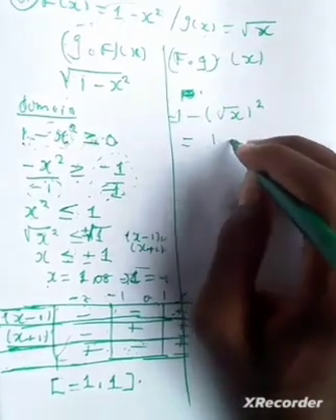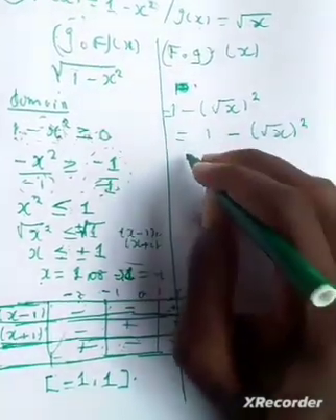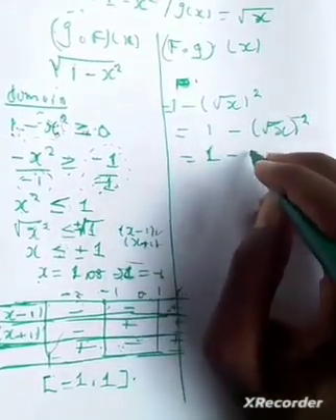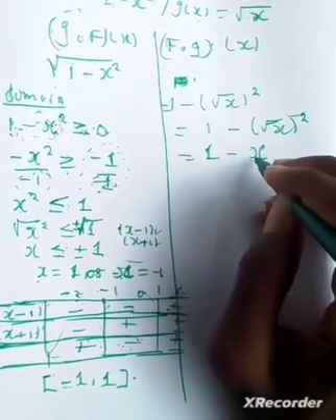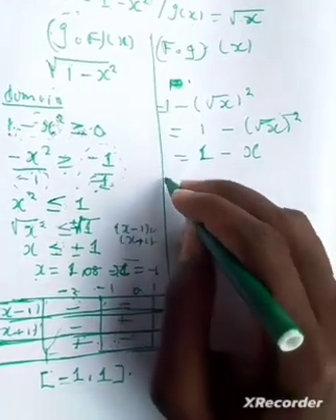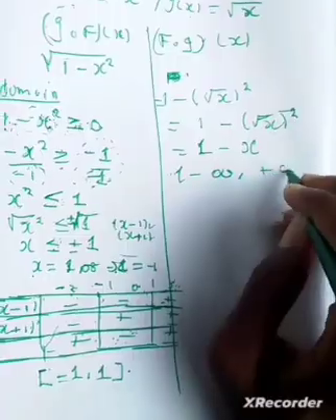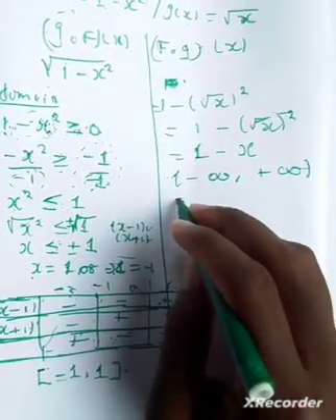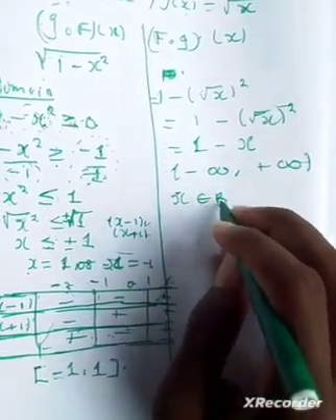So you have 1 minus the square root squared. Now when you raise a square root to the power of 2, the square root gets cancelled. So I'm now going to have 1 minus x, but this is a linear function, and the domain for a linear function is, or if you want you can say, the possible value of x for this function can be any real number.